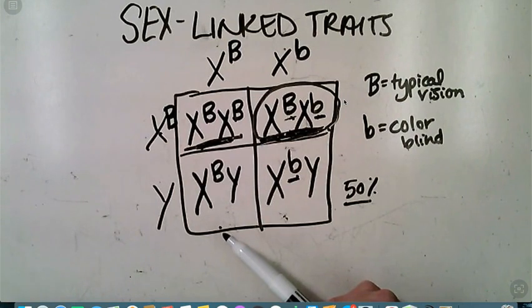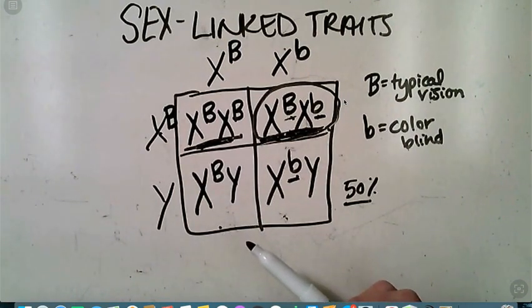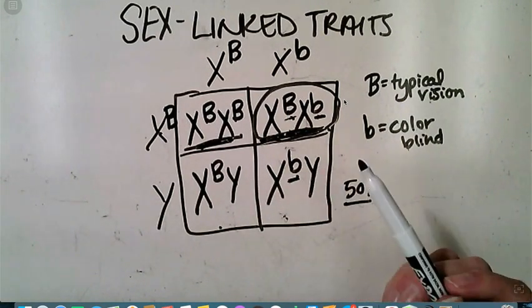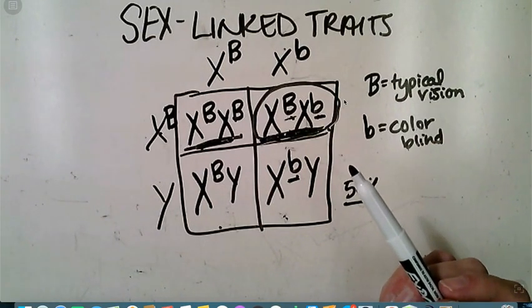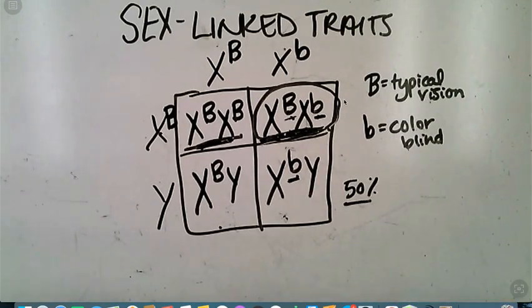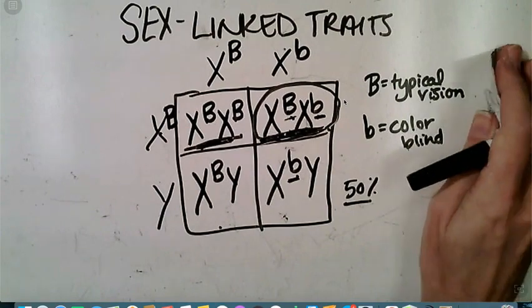Now I want you to be aware that males cannot carry sex-linked traits. The term carrier means you don't have it, but you can give it to your offspring. Males, if they have it, they can't hide it somewhere in there. There's no way for it to be hidden. So there's no males carrying sex-linked traits. They either have it or they don't. They only have one X. Does that make sense?